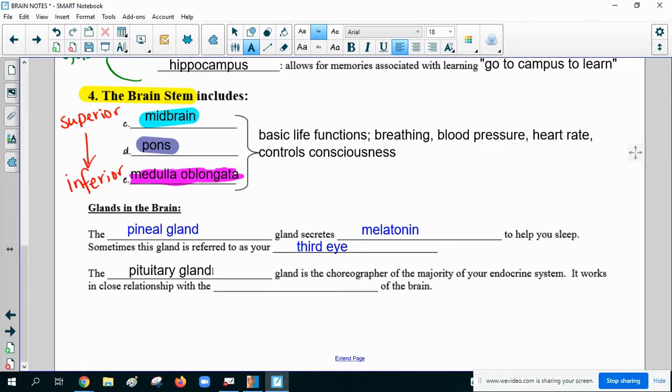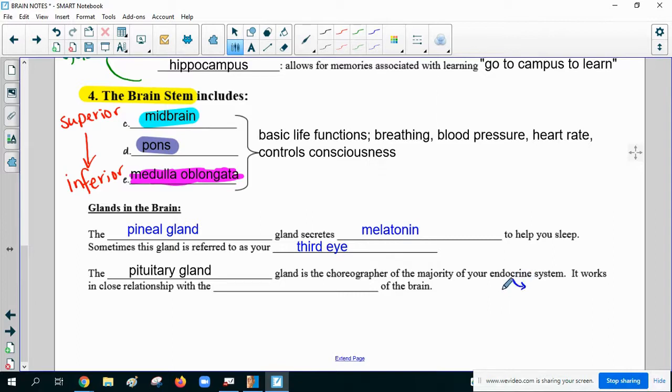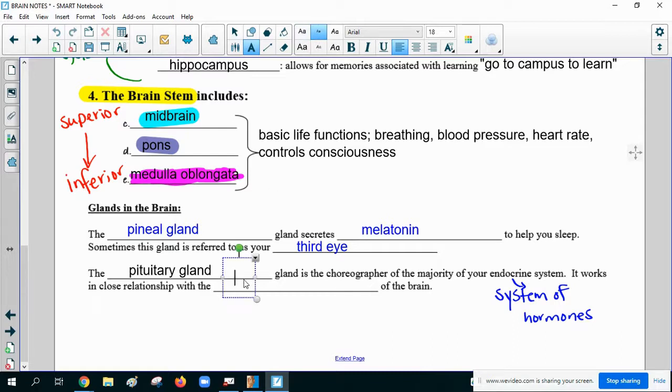And the pituitary gland is in direct contact with the hypothalamus, and it works incredibly closely with the hypothalamus, and it ends up sort of being the director of the majority of your endocrine system. Now, keep in mind the endocrine system is our system of hormones. So the pituitary gland they call sort of the master gland. So this is in part how the hypothalamus is able to control so much, because it has a direct relationship with the pituitary gland. So I put in your notes, the pituitary gland is the choreographer of the majority of your endocrine system, our system of hormones. It works in close relationship with the hypothalamus of the brain.